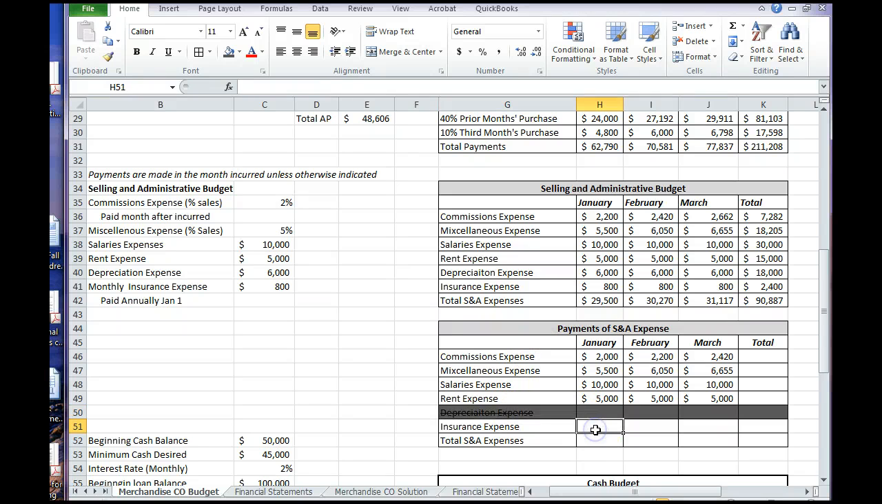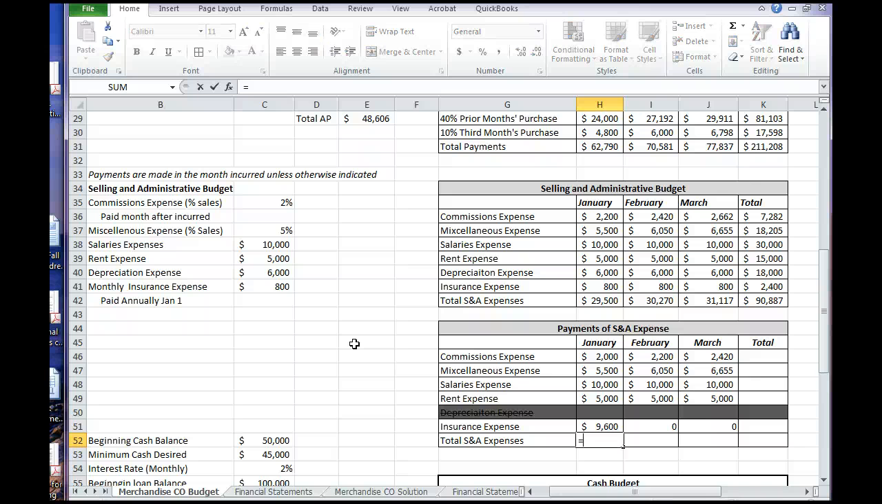All right. Insurance expense. What's that insurance expense? Paid annually. So annually means once a year. You take the 800, which is their monthly expense, times, if you remember, there's 12 months in a year, so you take times 12. So we're paying that in January, and it says January 1st right there. 0, 0. Not paying it again until next January.